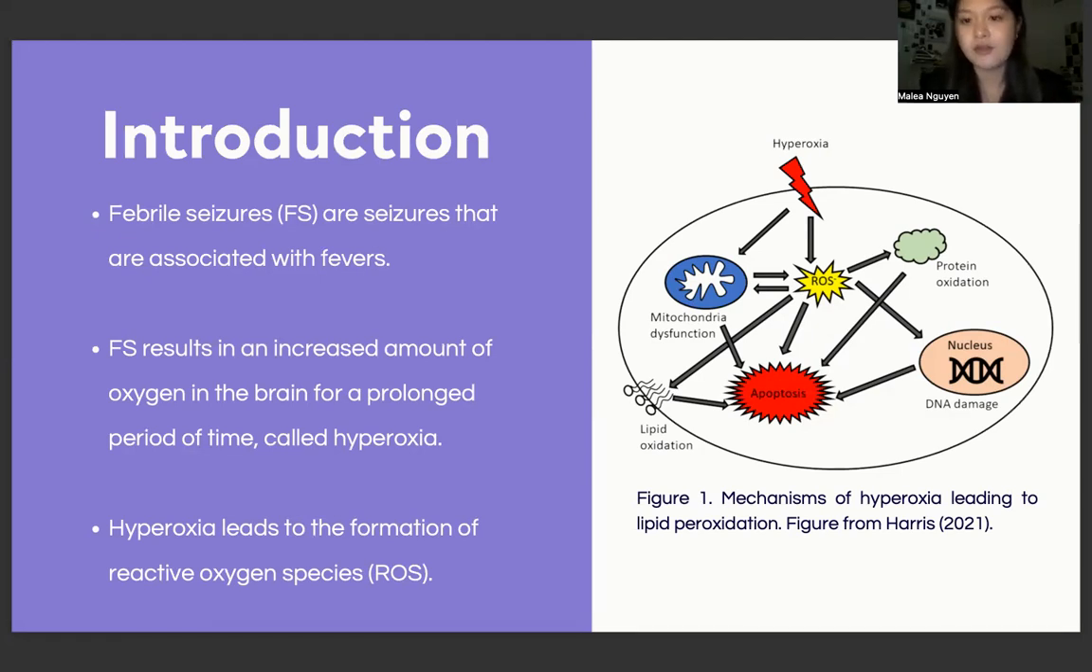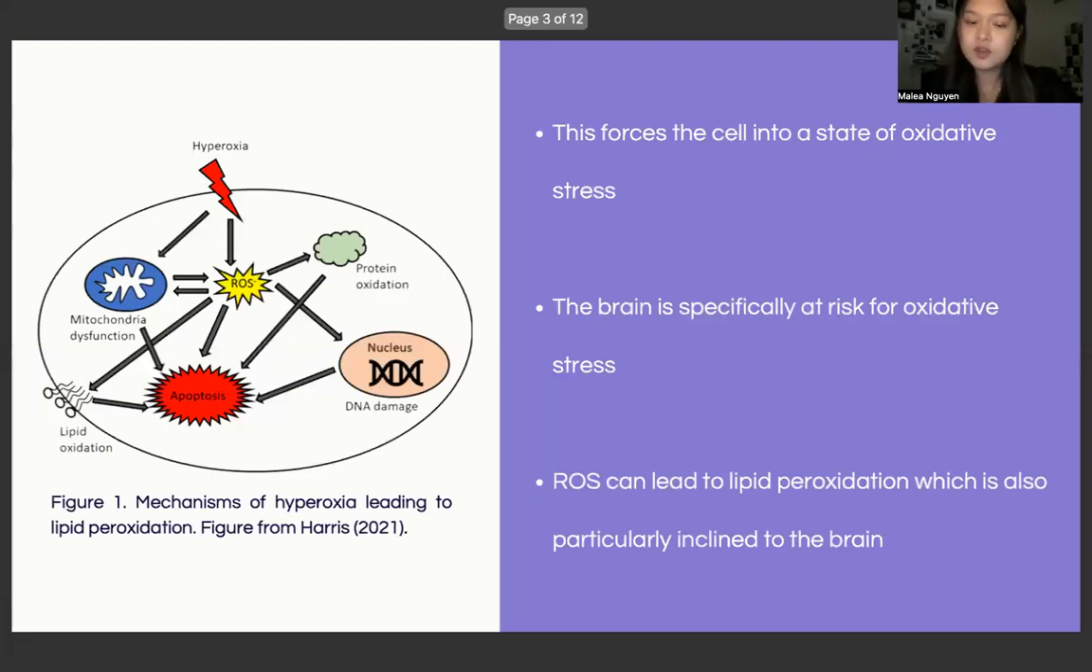As shown by this figure on the right, hyperoxia leads to the formation of reactive oxygen species, which can cause damage to cells, proteins, and lipids. This forces the cell into a state of oxidative stress that is time and concentration dependent. The brain is especially at risk for oxidative stress as it requires a disproportionate amount of oxygen for its size, since the brain is constantly needing to metabolize and use energy.